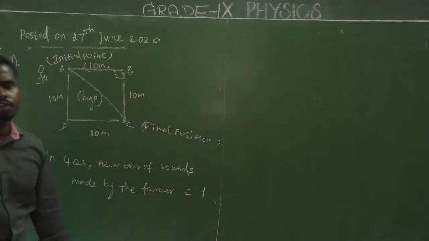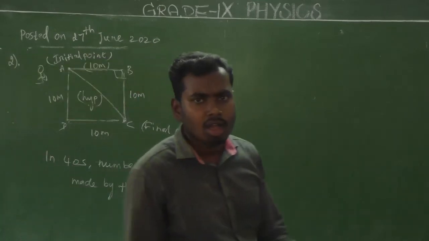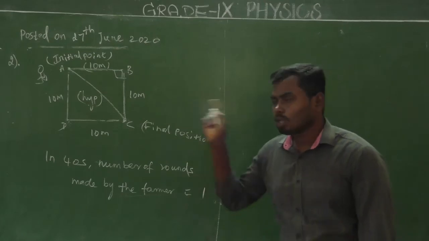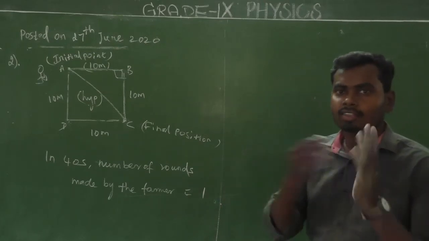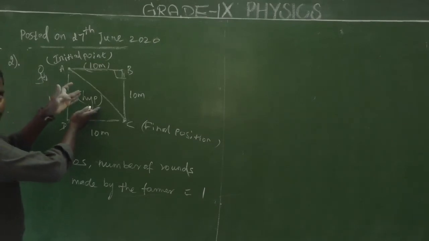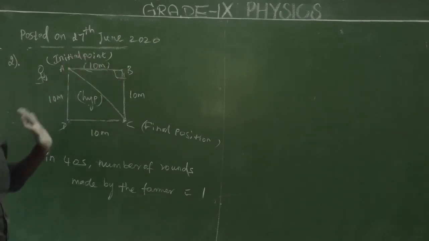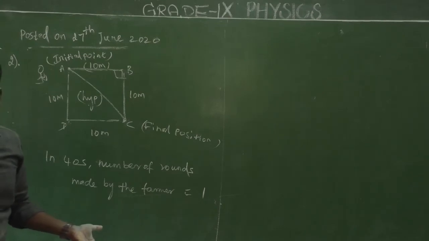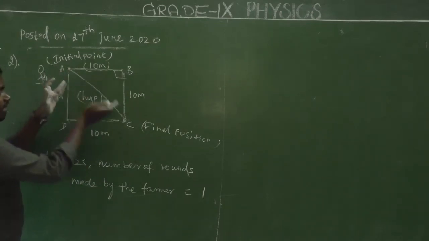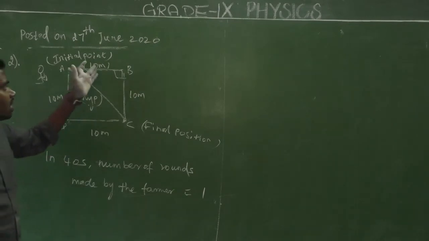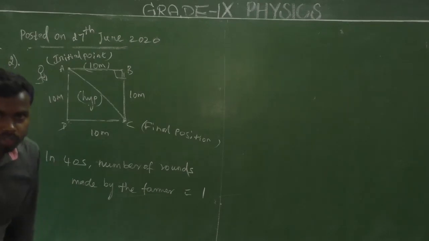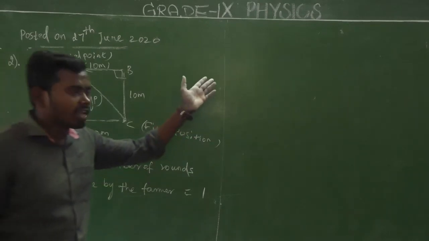Do you know the AC value? You don't know it. How can we calculate that, sir? Here we can use the Pythagoras theorem. What is the Pythagoras theorem? Very simple. This is the hypotenuse. The square of the hypotenuse is equal to the sum of the squares of the other two sides. That is the Pythagoras theorem. So the square of AC is equal to the sum of the squares of the two sides.